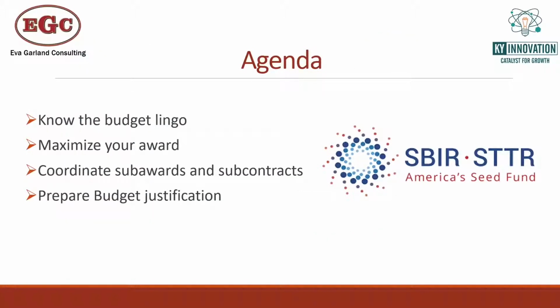Okay, so the agenda today is first of all knowing the lingo, maximizing your award, coordinating subawards and subcontracts, which are critical parts of many SBIR, STTR awards if you aren't doing all of the work at the company, but you're utilizing other subcontractors, vendors, working with universities, and finally preparing your budget justification.